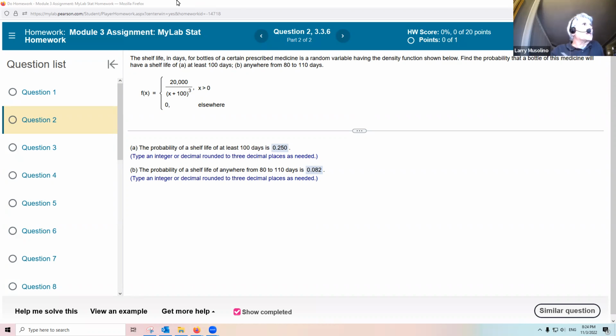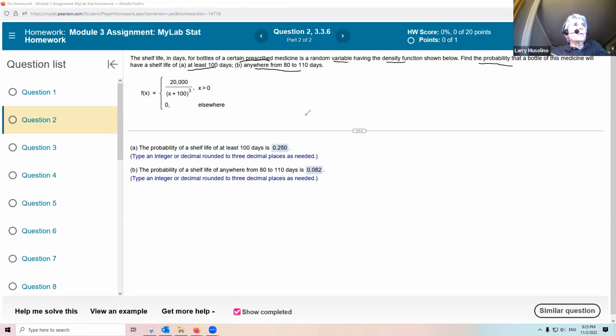Here's one that says the shelf life in days for bottles of a certain medicine is a random variable having this density function shown below. Find the probability that a bottle of this medicine will have a shelf life of at least 100 days, or anywhere from 80 to 110 days.